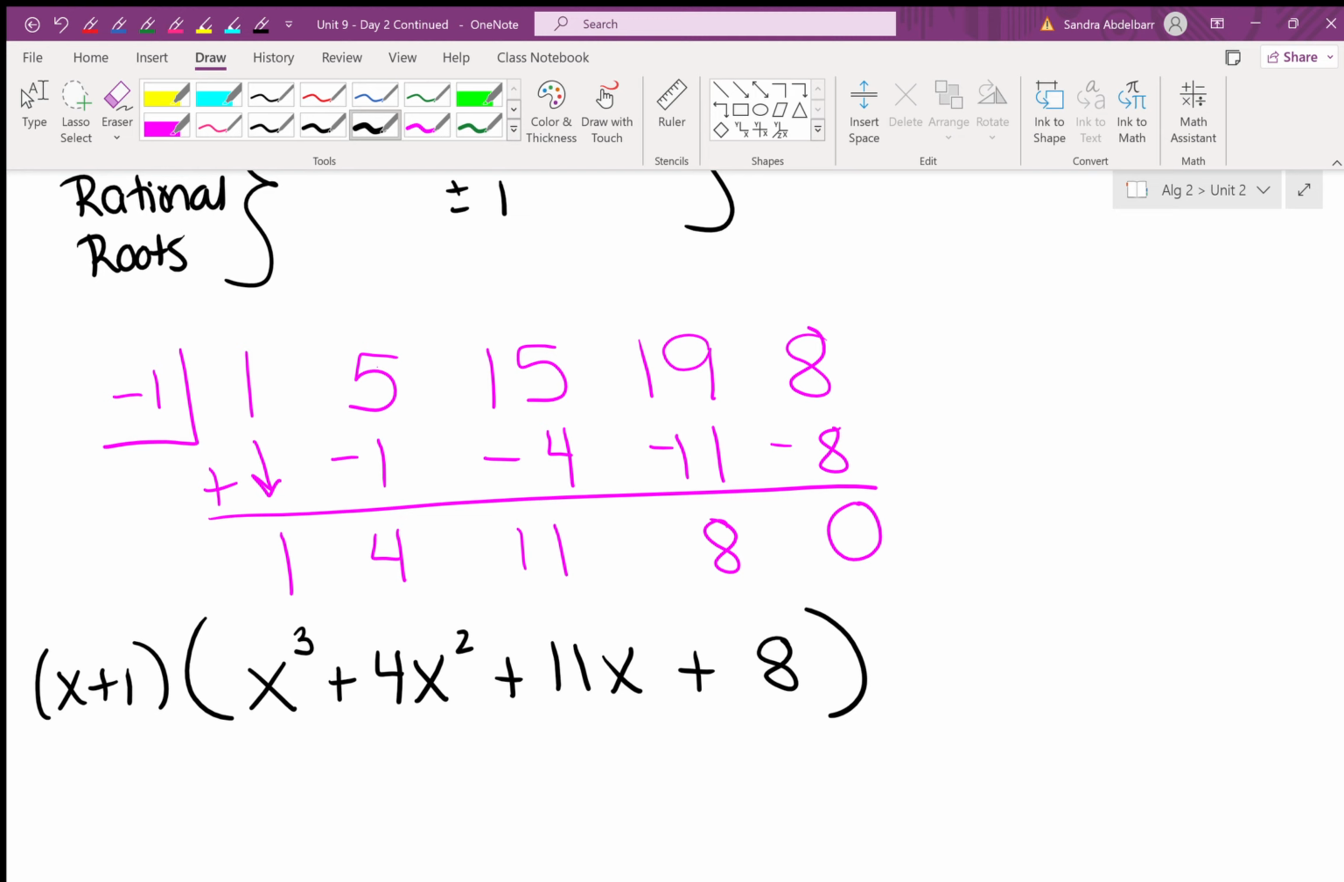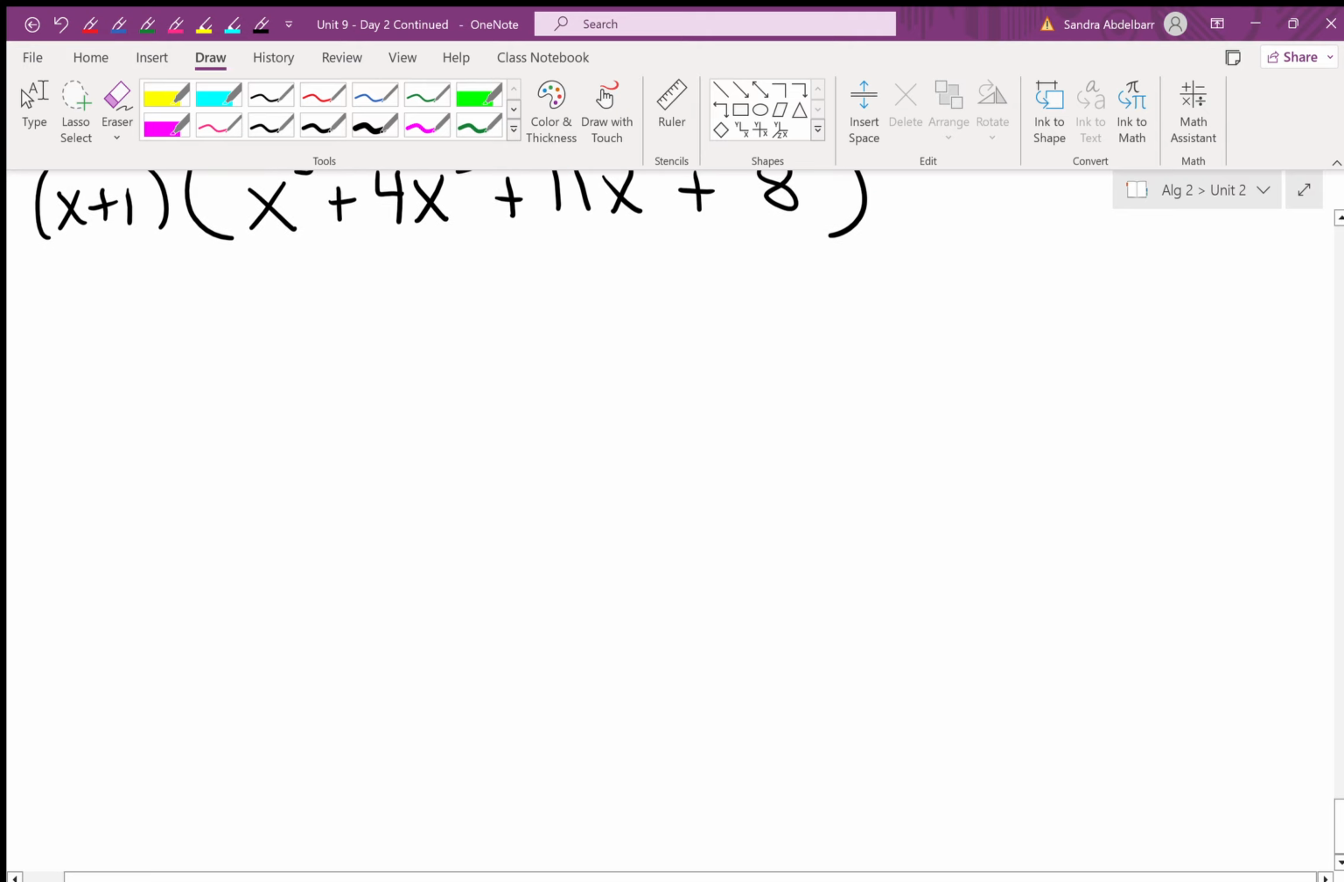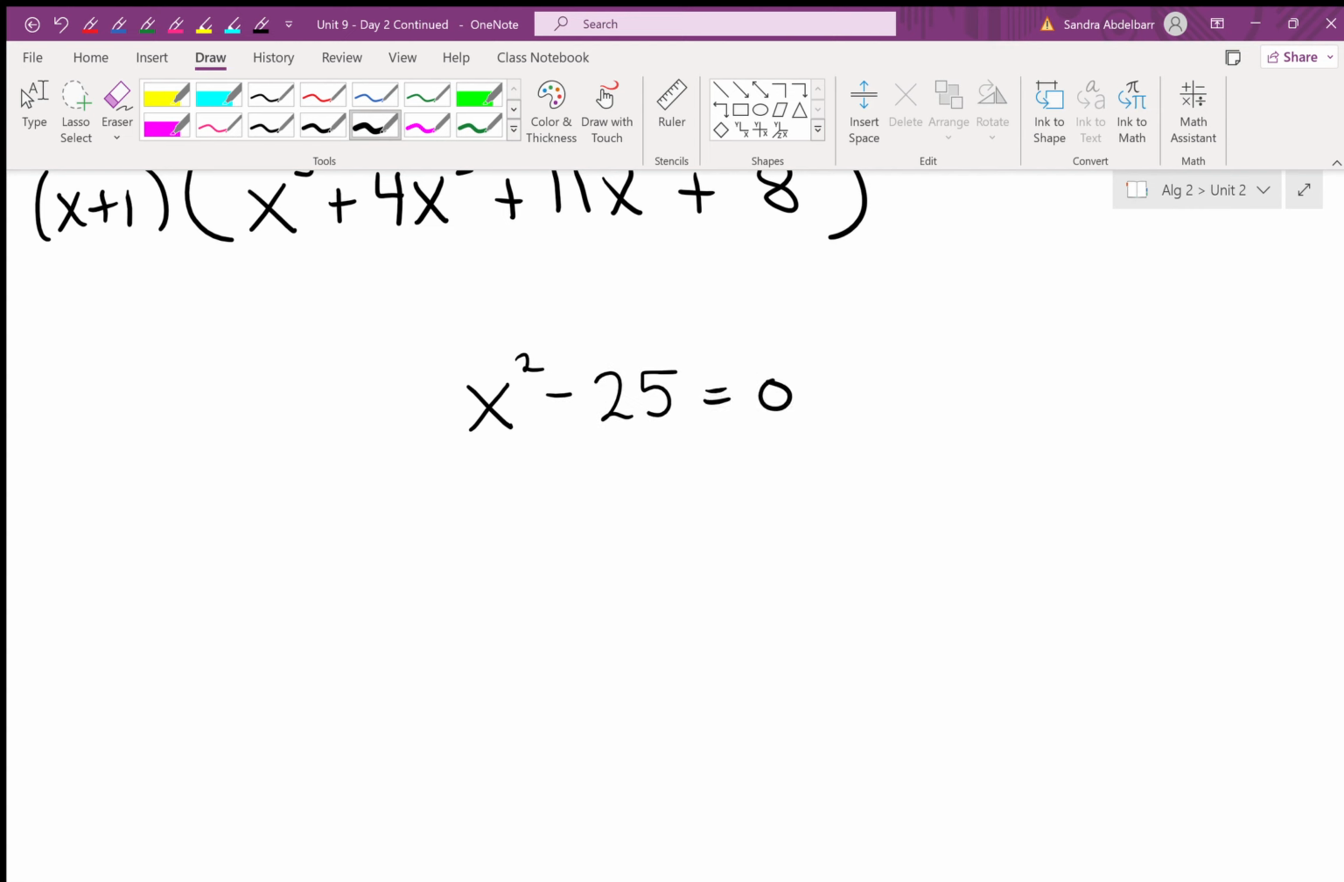You do -1 again. This is called a double root. What do I mean when I say a double root? Guys, think of a parabola, right? Sorry, if I have x squared equals 0, we end up getting x is equal to 0. But how many solutions is this? 2 solutions, but it's just 0.